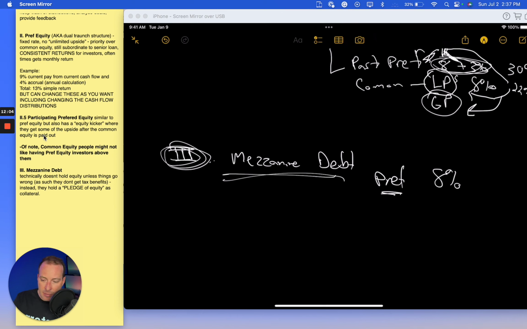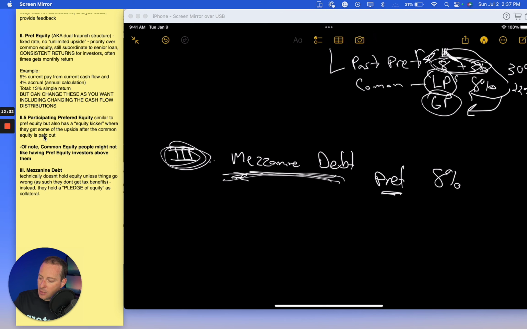Mezzanine debt, very similar. They get their 8%. But technically they don't own the equity. They own a pledge for the equity. So what's the relevance of that? Well, one of the main relevances is that they don't actually own the equity. And because of that, they don't get the tax benefits of owning the equity. They just own a pledge for the equity.